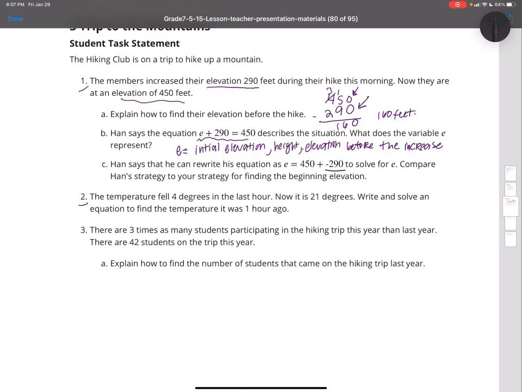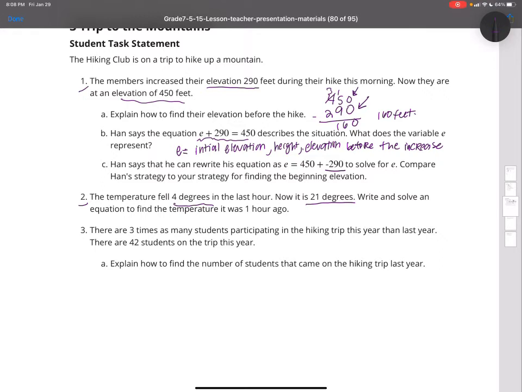Now, let's move on to question 2. It says the temperature fell 4 degrees in the last hour. Now it is 21 degrees. Write and solve an equation to find the temperature it was 1 hour ago. Okay, so let's find some quick annotations. Now they want us to write an equation, okay? And then they want us to solve it.